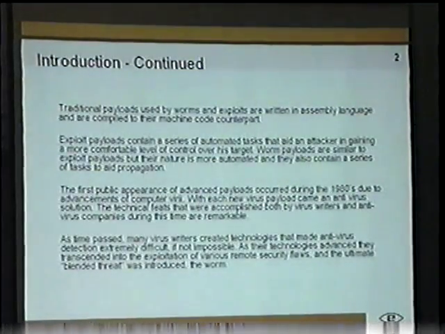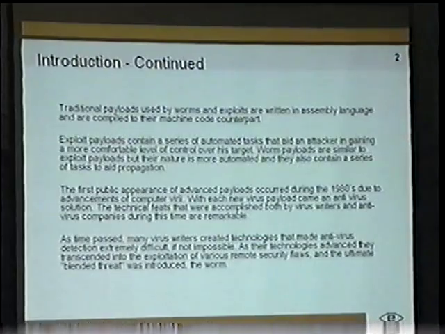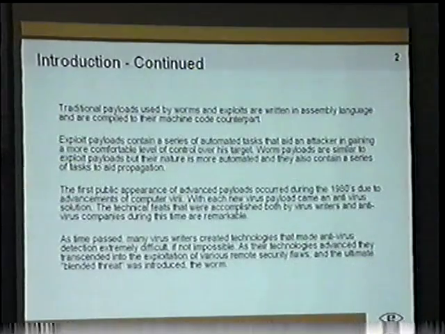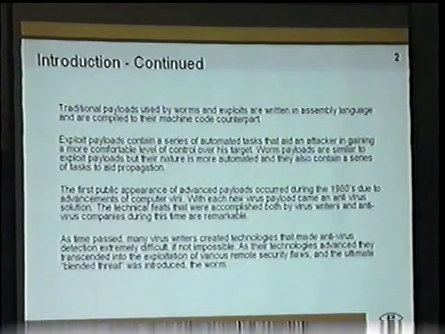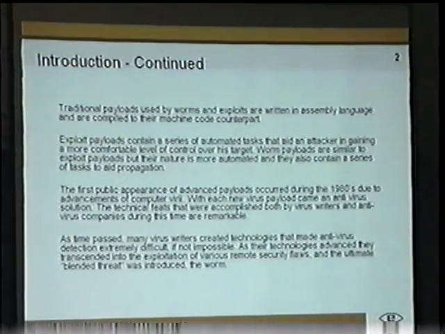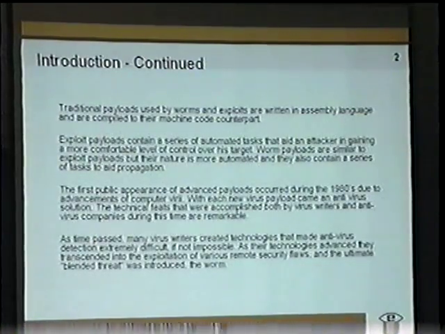Traditional payloads used by worms and exploits are written in assembly language and are compiled into a machine code counterpart. Let's go over something very quickly. Think of an exploit like this: you have a security hole and you have a payload. A virus is a payload. There's no security hole involved. A worm is a payload, an exploit linked to a security hole, and also propagation. You can classify them in your mind like that. When it goes back to the blended threat, you have a virus and you combine it with the security hole. It becomes a blended threat.